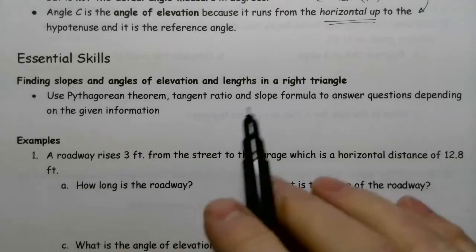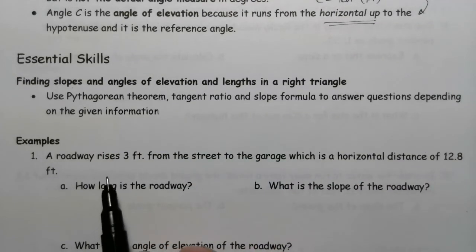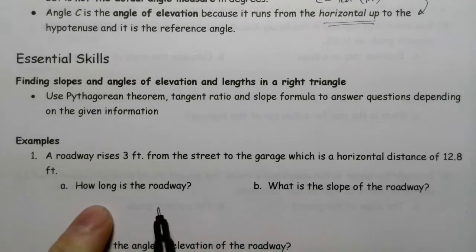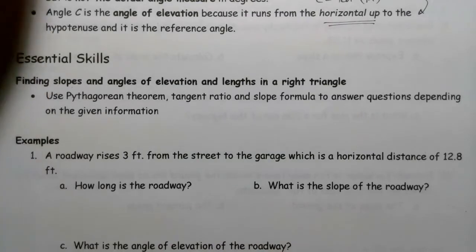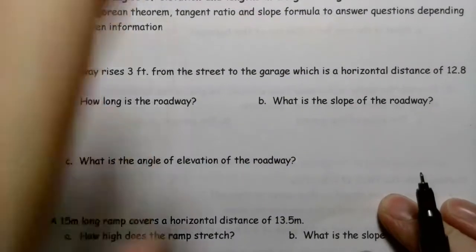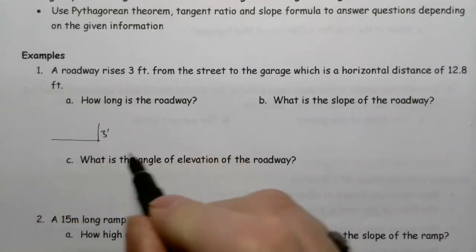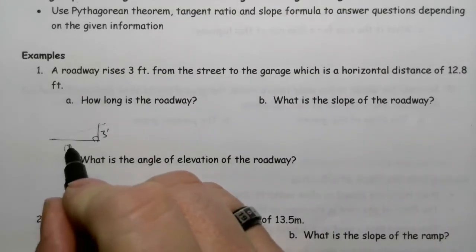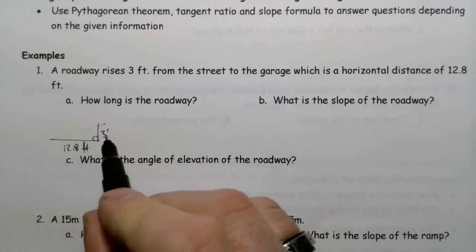Right, so now we're going to use those skills, putting them all together. Here's our question. A roadway rises 3 feet from the street to the garage, which is a horizontal distance of 12.8 feet. How long is the roadway? Well, that's asking us for the hypotenuse, and it helps to draw this one out. So, again, a roadway rises 3 feet. Remember that little apostrophe means feet. For a horizontal run of 12.8 feet. I can either use FT or the little mark there.